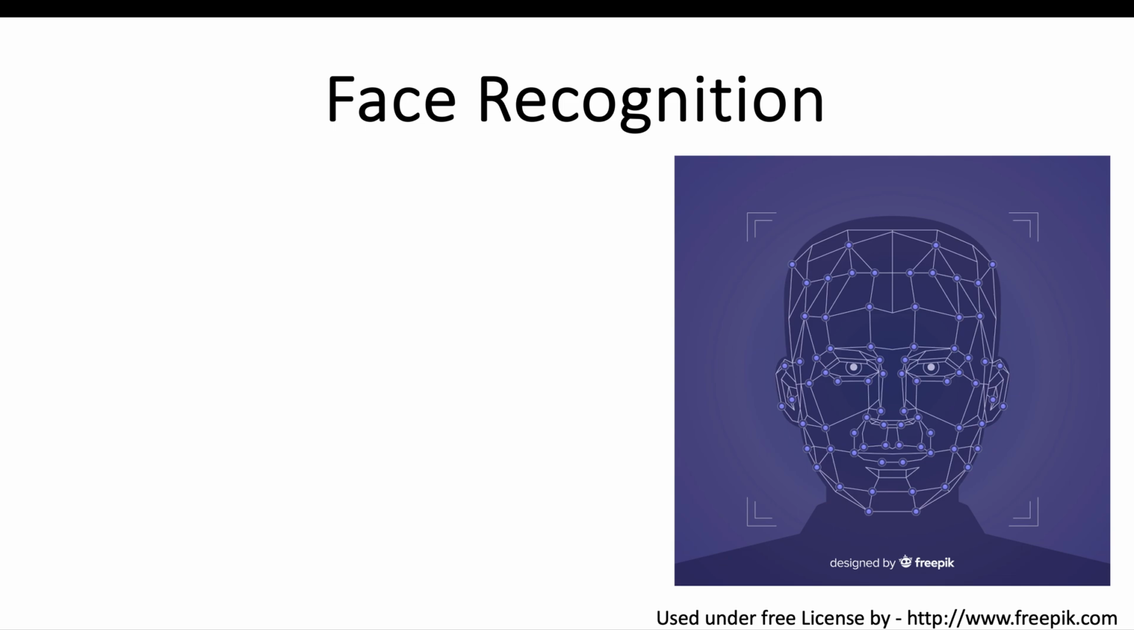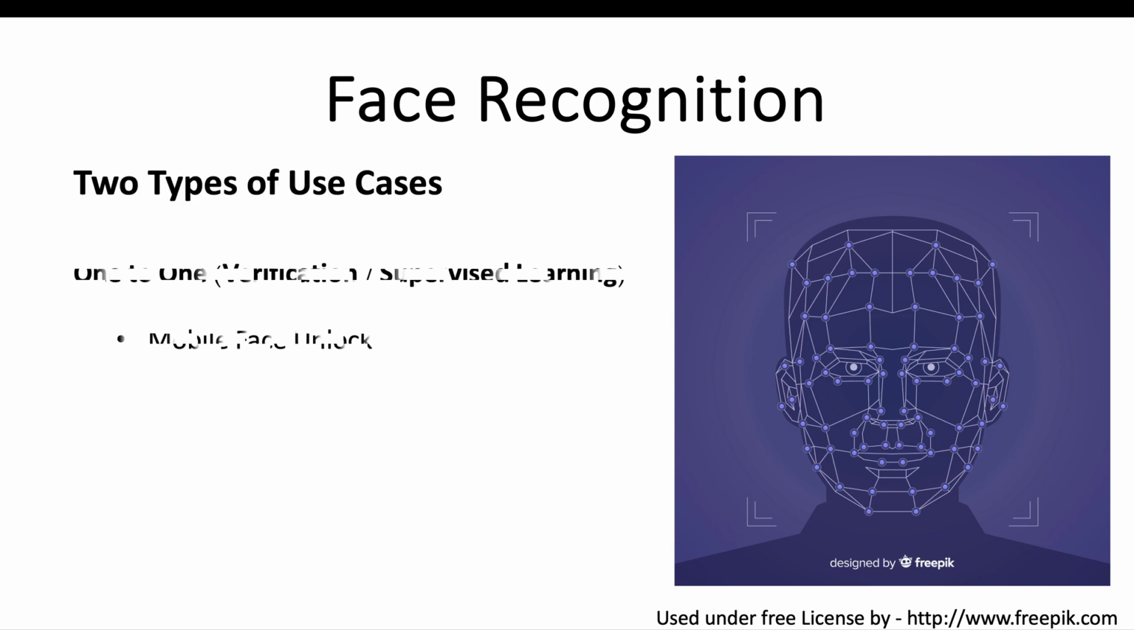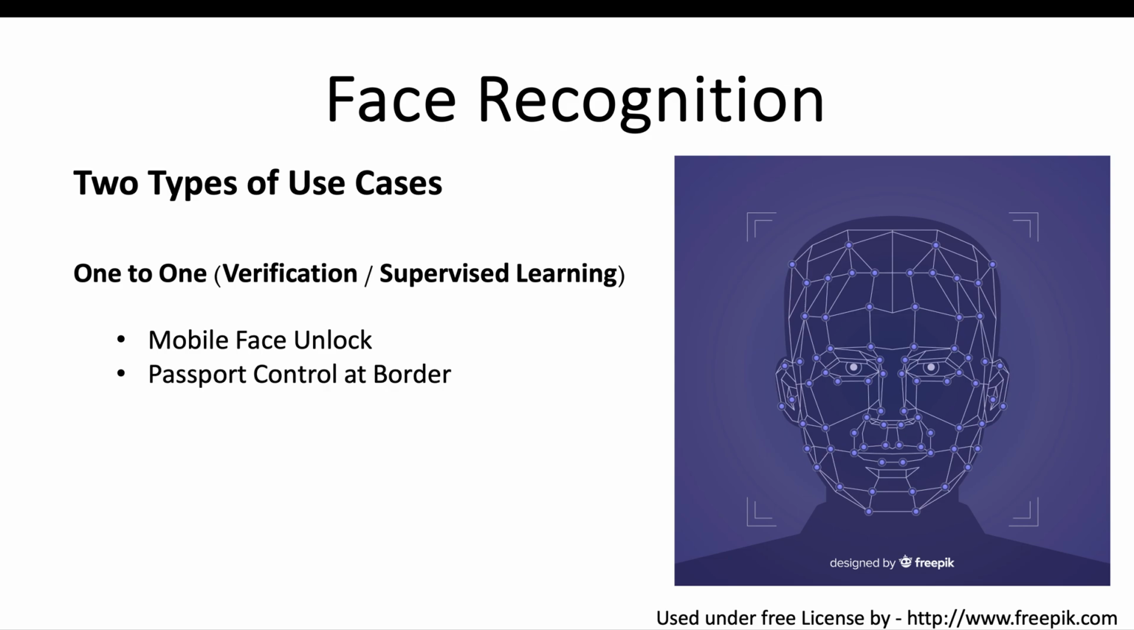So coming to face recognition use cases, there are 2 types of use cases. One is one-to-one, and this is where the success rate is very high. One example is your mobile face unlock system, where you train your phone with your face, and then later when you show your face, it just unlocks the phone. So this is one-to-one, also known as verification use cases. Mostly supervised learning is used, where input and output parameters are mapped.